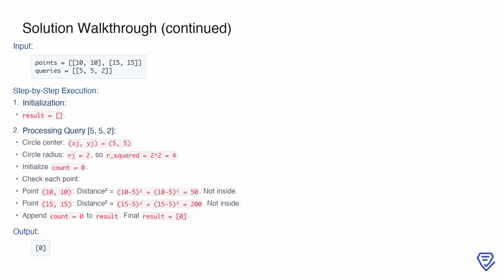The first point, (10, 10), has a squared distance of 50, which is far greater than 4, so it is outside the circle. Similarly, the second point, (15, 15), has a squared distance of 200, which is also outside the circle. Since no points are found inside the circle, the count remains 0. We append this to result, resulting in a final output of [0].